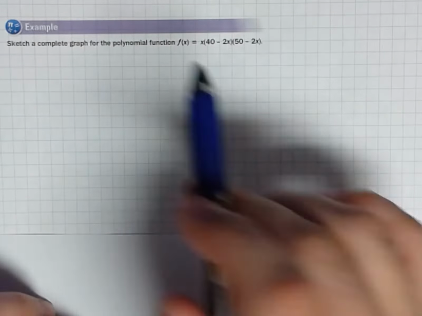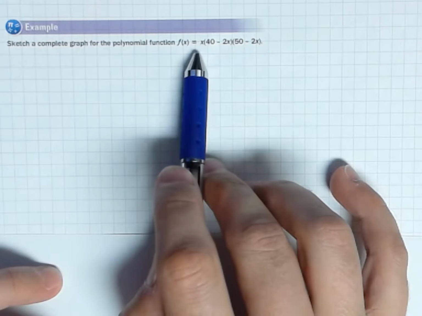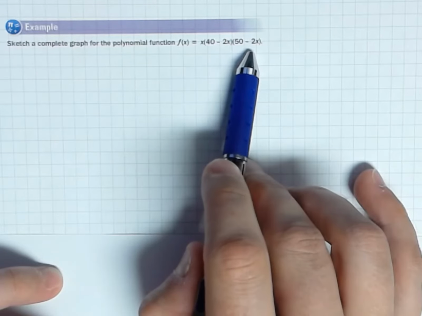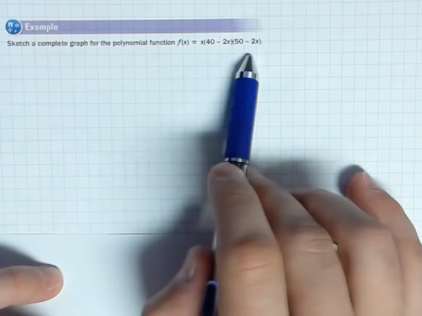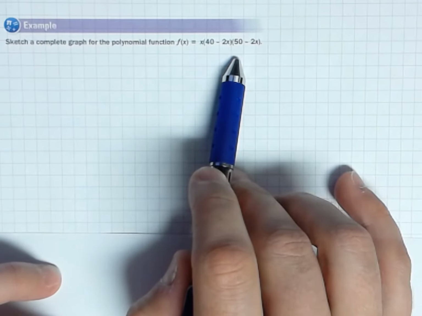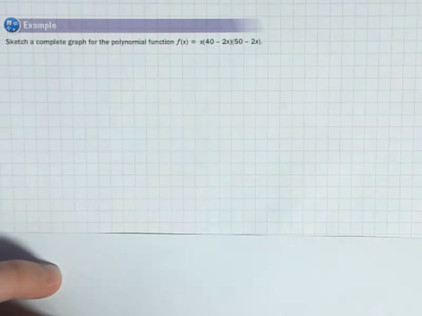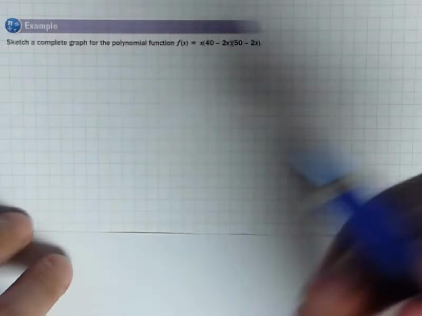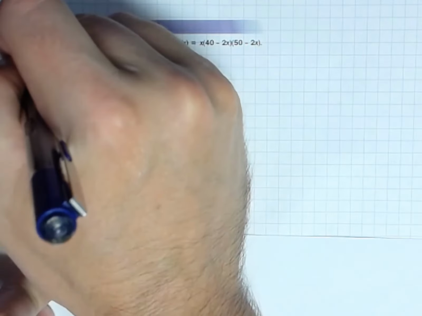So we want to graph this polynomial, x times (40 minus 2x) times (50 minus 2x). Well, notice that's nice because it's already factored. That's going to help us find the zeros and do some things. So let's walk through it in the same order of those steps I gave on the previous slide. So the first one was determine end behavior. So let's just picture what's going on. So I'm going to make note of that.